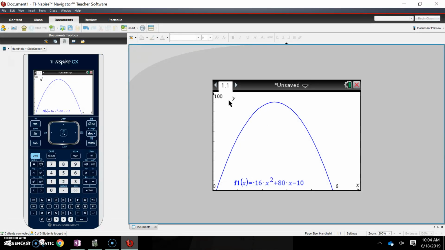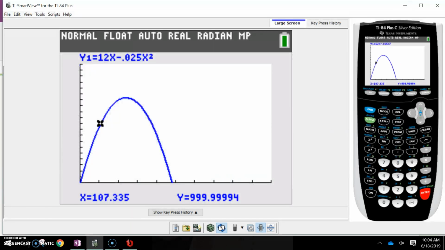That's not the Inspire, this is. What I have is, there's my equation, and I have a scale that you can use on your paper that's from 0 to 6 on the X and 0 to 100 on the Y. And really what you need is the vertex and the two x-intercepts, which you can find easily.